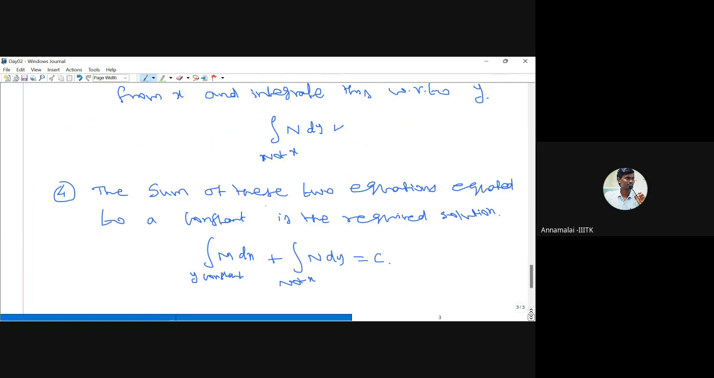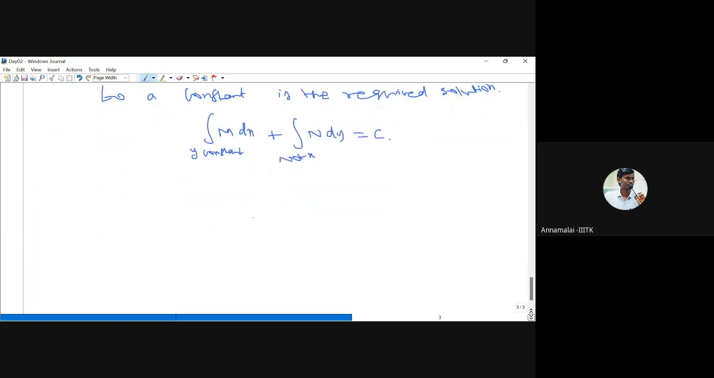Now we discuss some examples. First, you have to identify what is M and what is N, and then check whether it is exact or not. If it is not exact, then we have to convert the equation to be exact. We will discuss that later. So now solve this problem: find the solution of the differential equation (x² − 4xy − 2y²) dx + (y² − 4xy − 2x²) dy = 0.